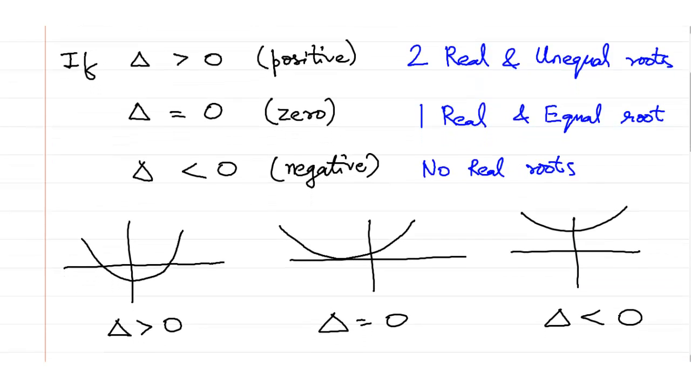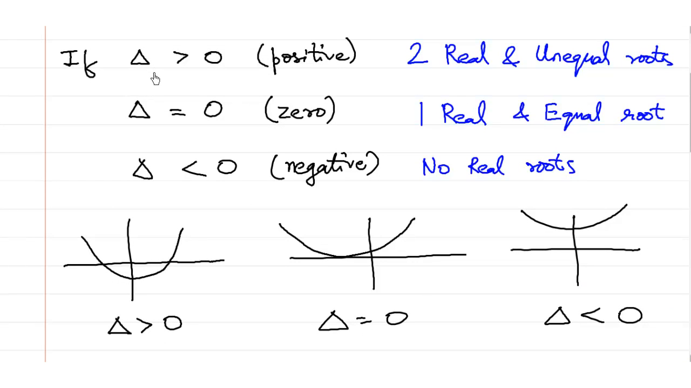The first possibility is that this value of b square minus 4ac, which is delta, is greater than 0, or simply it's positive. So if b square minus 4ac is a positive number, there are two real and unequal roots. So if you look at this graph, this point and this point where this quadratic equation intersects the x-axis are called the values of the roots. These are the roots of the quadratic equation. So there are two real but unequal roots.